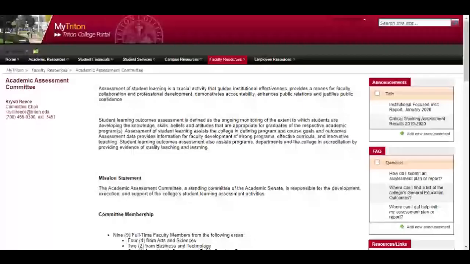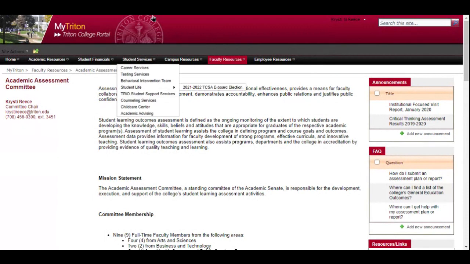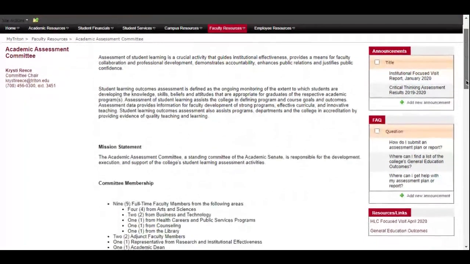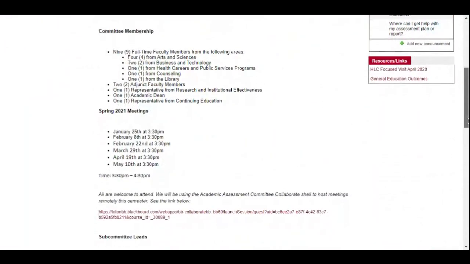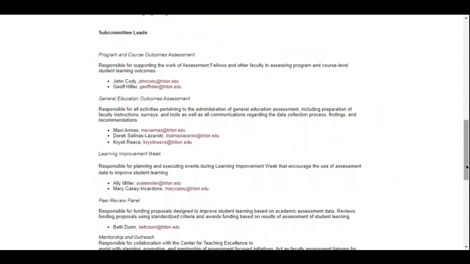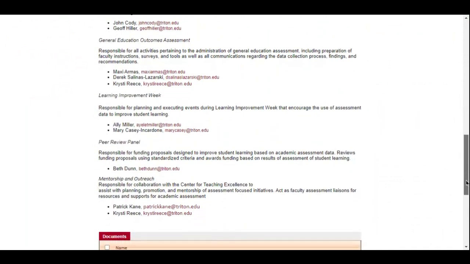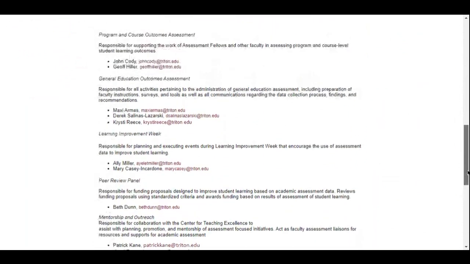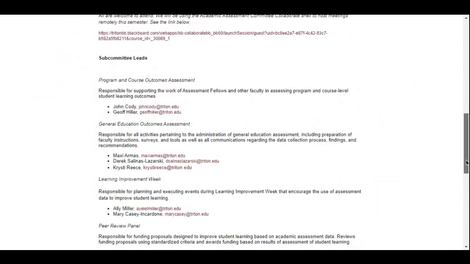So you should be able to see now the assessment committee page, and you can see just our broad overview of our mission and our goals, as well as the committee membership here, our meeting dates, the link to our meetings. Please join. We love company and we love involvement. And then a list of our subcommittees as well. So this is just an overview of that page, so you can get an idea of different ways that if you wanted to get involved, you could.